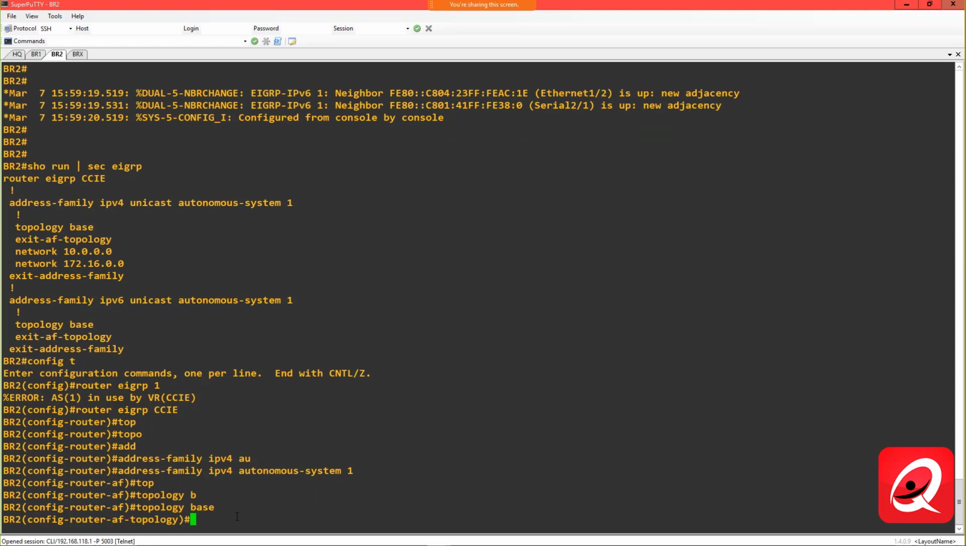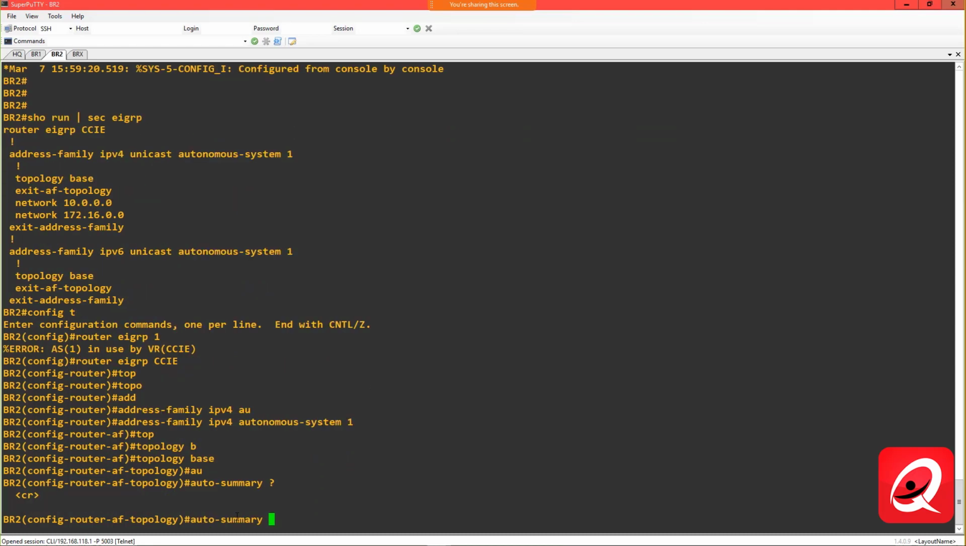Now I'm going to go into the topology base, and you can see here that we have the auto summary command here as well. So it's just a slightly different configuration, but the overall effect is the same. Now, obviously with IPv6, well, maybe it's not so obvious, but with IPv6, there is no auto summary option because we don't have classful boundaries in IPv6 like we had in IPv4. All right, no classful boundaries in IPv6. So we can't really auto summarize in IPv6 in that regard. All right.